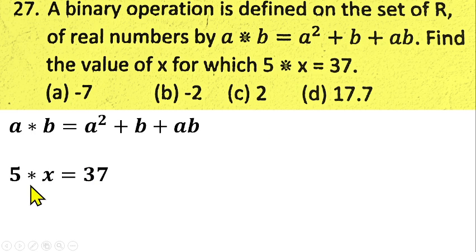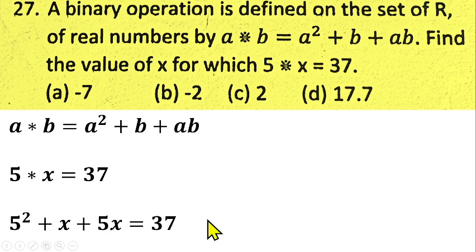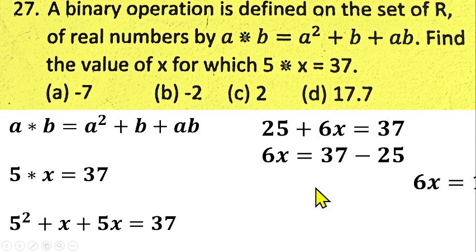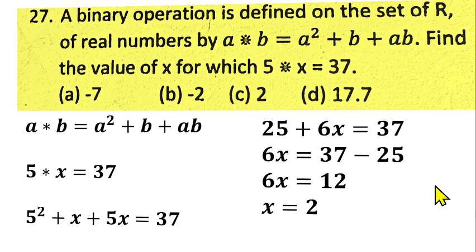So 5 asterisk x means your a is 5 and your b is x. So you put that into this rule, equals 37. You have 5 squared plus x plus 5x equals 37. Simplify that, you have 25 plus 6x equals 37. Collect like terms, you have 6x equals 37 minus 25, and 6x equals 12. Divide both sides by 6, x will be equal to 2, which is option C.